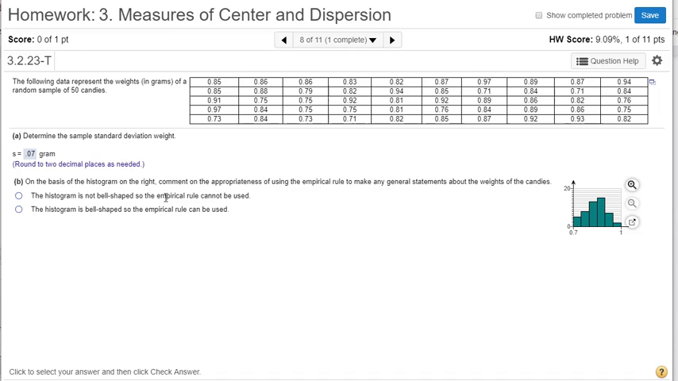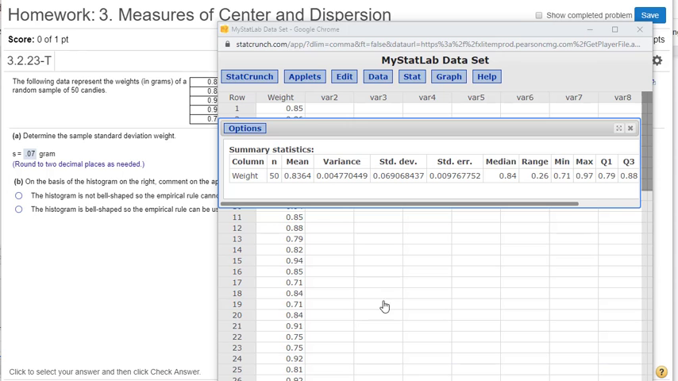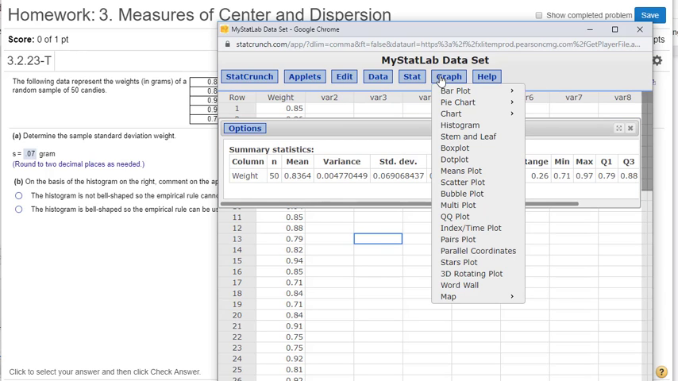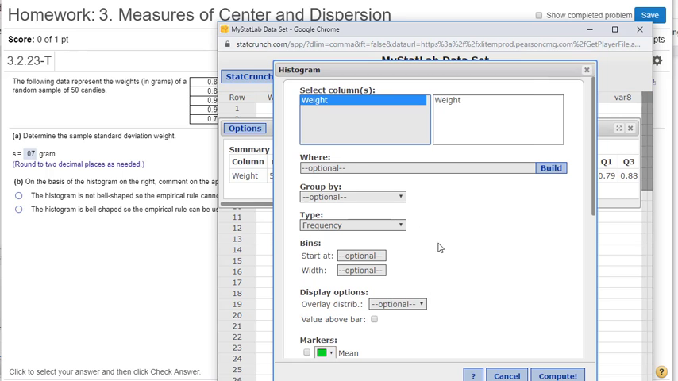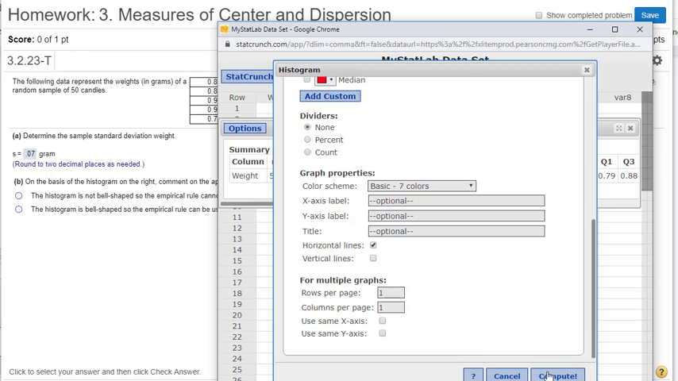So on the basis of the histogram on the right, comment on the appropriateness of using the empirical rule to make any general statements about the weights in the candies. Okay, just because I know at some point we're going to need to do this, let me show you how to create a histogram on StatCrunch. I'm going to go to Graph, and you guessed it, histogram. Select the weight. We're just going to take all the defaults and press compute.